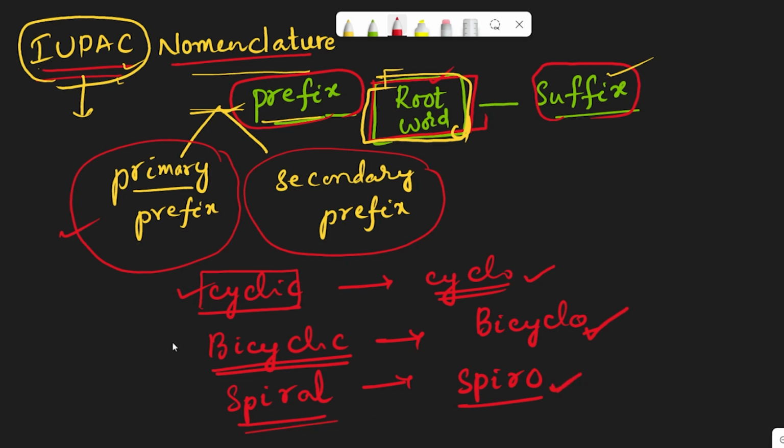Is it okay? If the given compound is none of these, meaning it is not cyclic, not bicyclic, and not spiro, then you need not write any word there. And before the root word, you have to mention the primary prefix. Is it okay? If it is a cyclic compound, then you have to write cyclo before the root word. Now, let us see what about the secondary prefix.